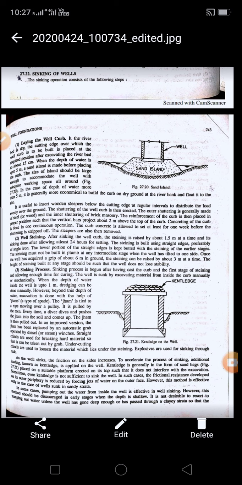So the sinking of a well consists mainly of three steps. First thing, laying the well curb. Second, well staining. Third one is the sinking process. In laying the curb, we put the well foundation structure into the water. In the second case, we give stability to the foundation, and in the third stage we start our work. These are the three steps which make up the sinking of the well.